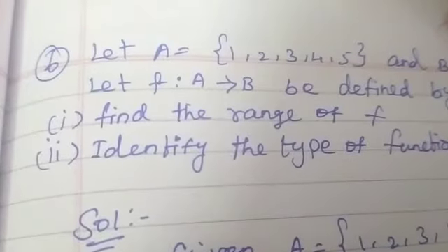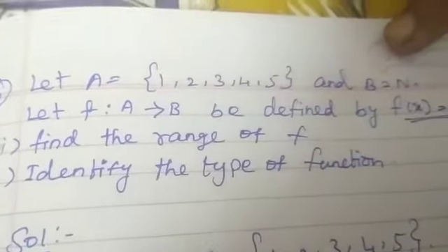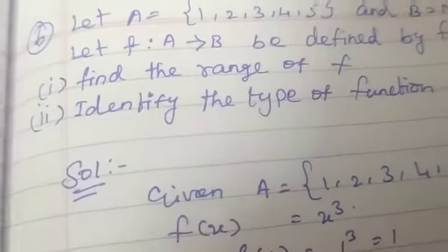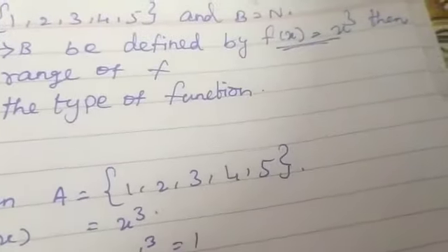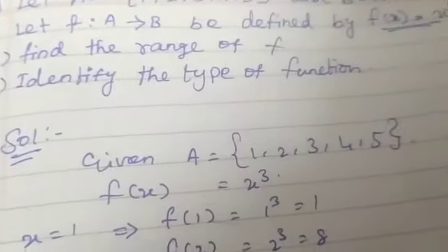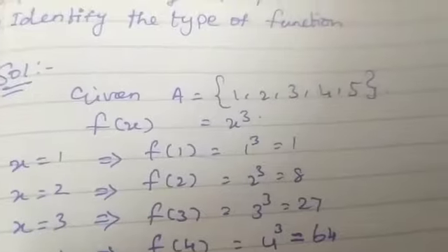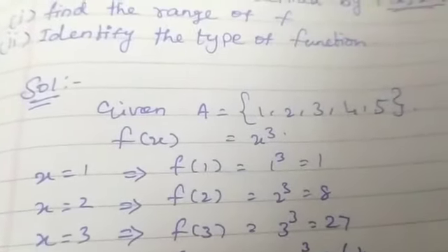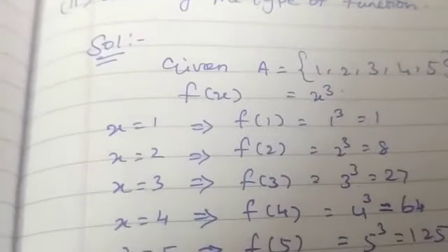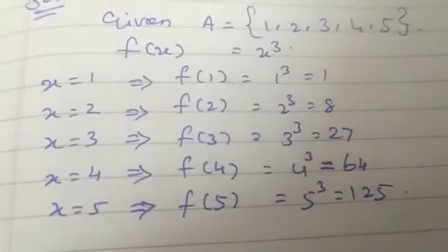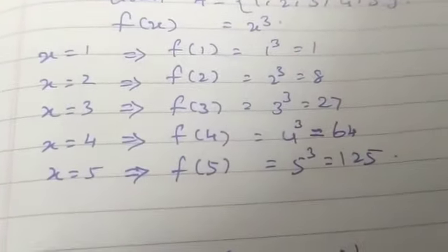Our sixth question is, let A equal to {1, 2, 3, 4, 5} and B equal to N, that is, natural numbers. Let f: A to B be defined by f of x equal to x cube. Then we have to find the range of f and identify the type of function. So given is A equal to {1, 2, 3, 4, 5}, f of x equal to x cube. When I substitute 1, 2, 3, 4, 5 in the place of x, I will get 1, 8, 27, 64 and 125.